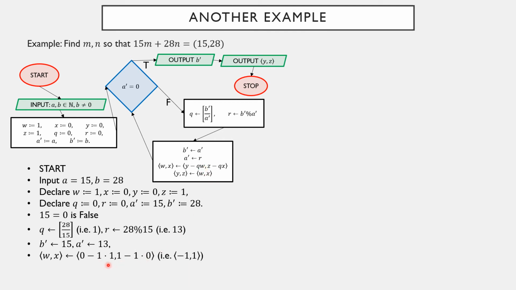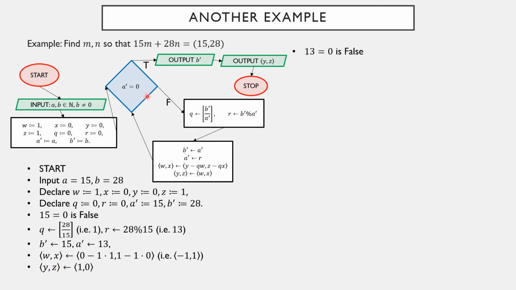Then I compute this vector right here, y minus qw. So far, y was 0, q was 0. Sorry, q was 1. We replaced it here. So y is 0, q is 1, and w is 1, for a net result of -1. Z minus qx, z is 1, q is 1, x is 0, so that's a 1. So this is now what I'm going to store as wx. But what I currently had as wx, 1, 0, gets stored as yz.